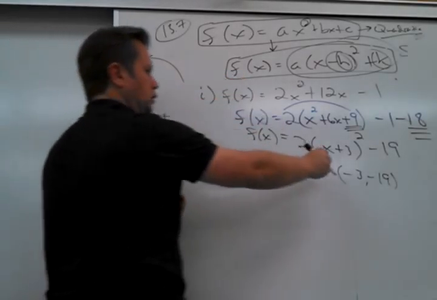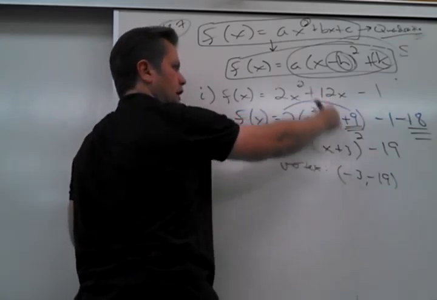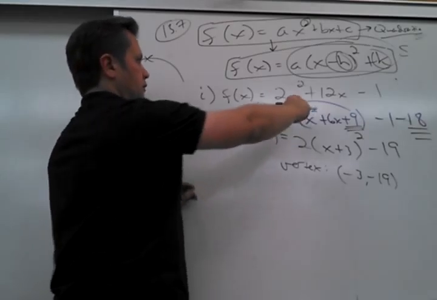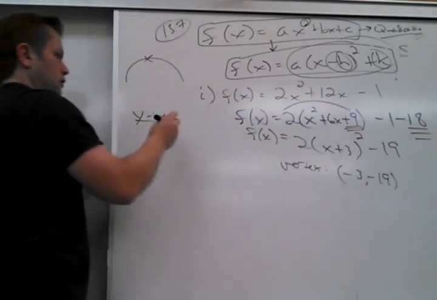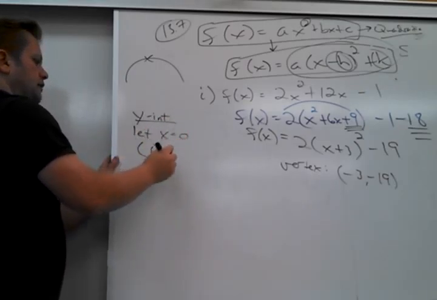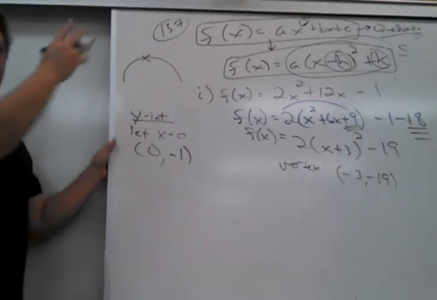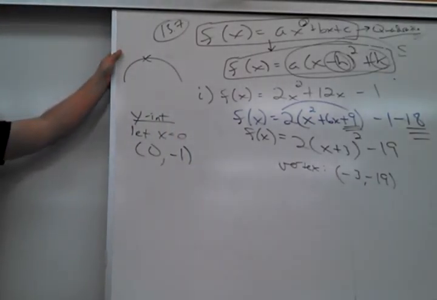Now what's really cool, I can do it here, but this is much better form for that. And these are the same thing, aren't they? So if I make x 0, what do I get? Negative 1. 0, negative 1. Let x equal 0. So if x is 0, I get 0 plus 0 minus 1, I get negative 1. There's my y-intercept. But why do you need the y-intercept? We're going to graph it.